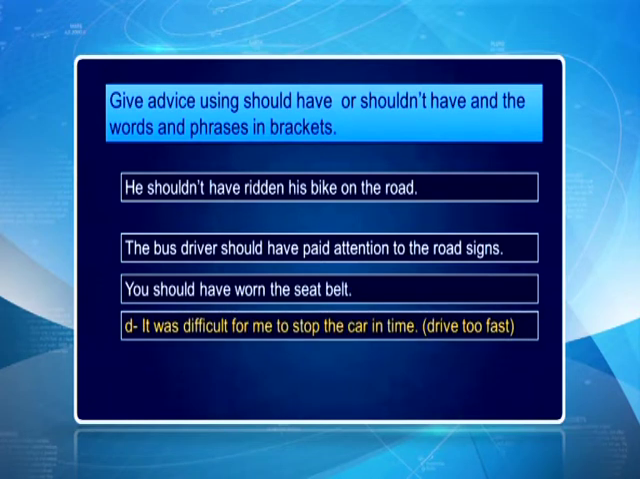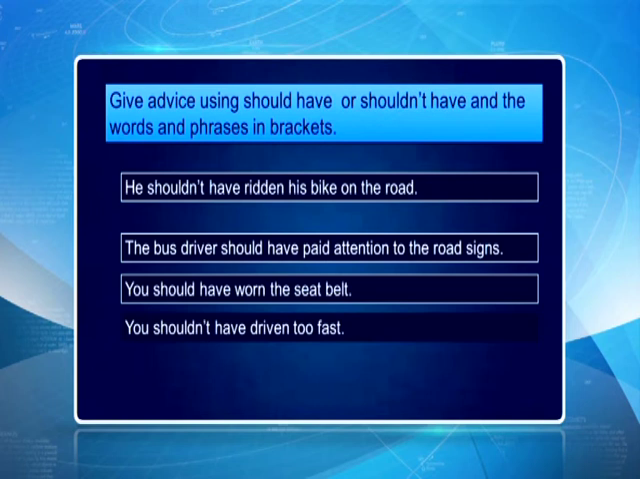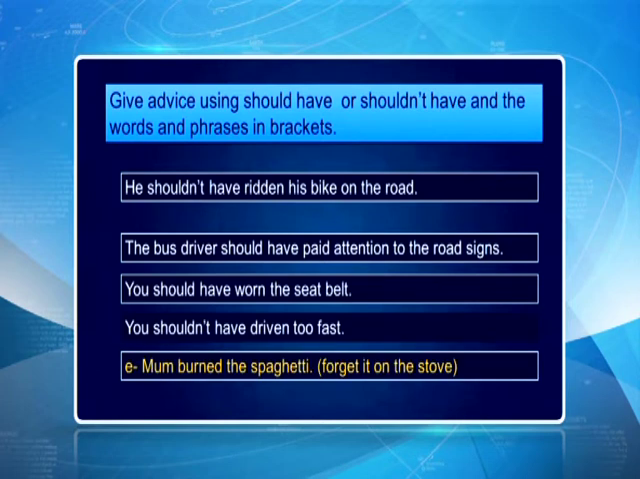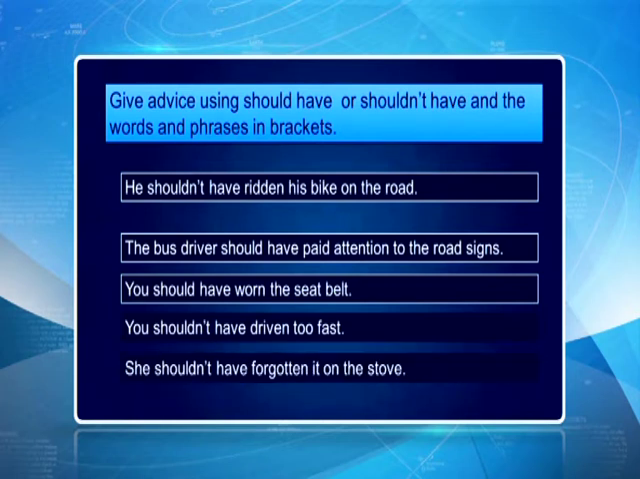Next example says, it was difficult for me to stop the car in time because I was driving too fast. So if you want to give advice or criticism, you say, you shouldn't have driven too fast, or you should have driven slowly. Our last example says, Mom burnt the spaghetti because she forgot it on the stove. So if you want to criticize this act, you will say, she shouldn't have forgotten it on the stove.